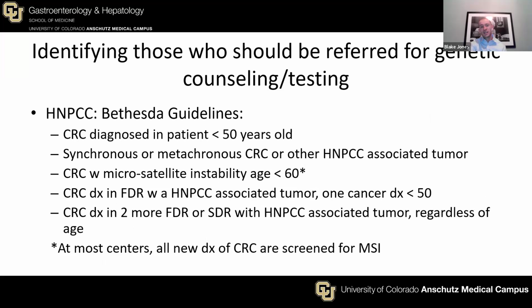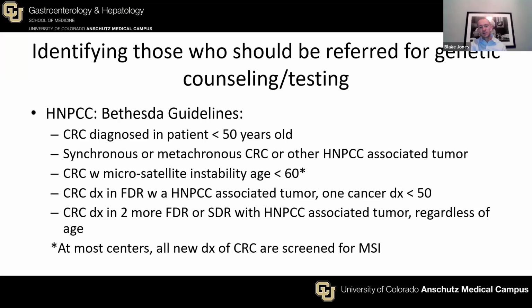So this is if that patient has any of the following: a colorectal cancer diagnosed in any patient under the age of 50 will get screened for Lynch syndrome. If they have a personal history of synchronous, meaning they are diagnosed with 2 different cancers at once, or metachronous colorectal cancer, that means they have cancer and then they develop it again later in life. Anyone who has colorectal cancer with microsatellite instability under the age of 60, though that is kind of a moot point because at most centers around the country, everyone diagnosed with colorectal cancer is now screened for microsatellite instability, which is essentially a screening test for DNA mismatch repair defects. And if they are MSI high, that prompts germline genetic testing to look for Lynch-associated mutations.